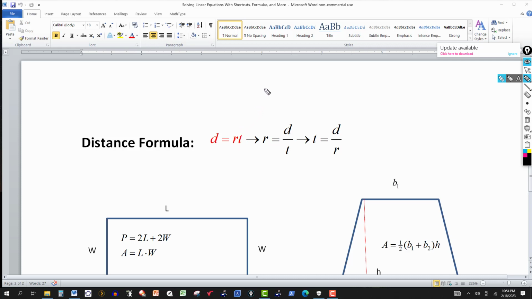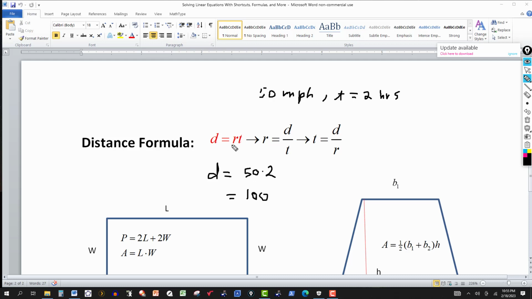So if I tell you a car is traveling at 50 miles per hour and it travels for 2 hours, so t is equal to 2. The time is in hours. What's the distance? So here we just plug it into this formula. Distance is equal to, and I plug in the rate, R, 50 miles per hour, and the time is 2 hours, so 50 times 2 is equal to 100.